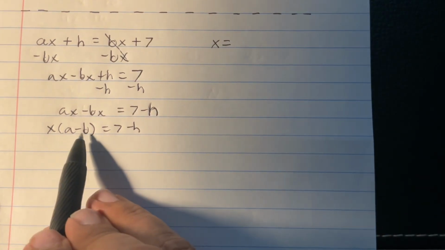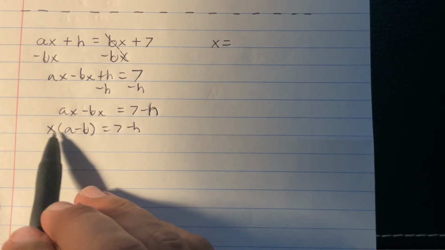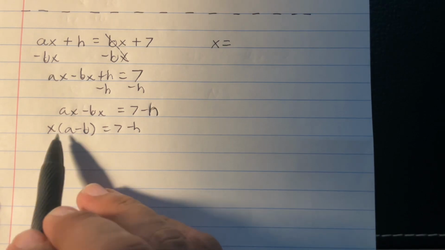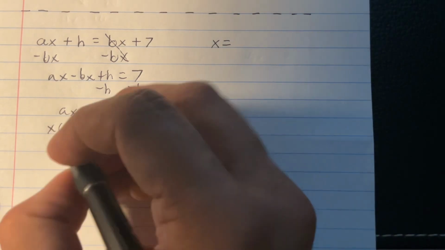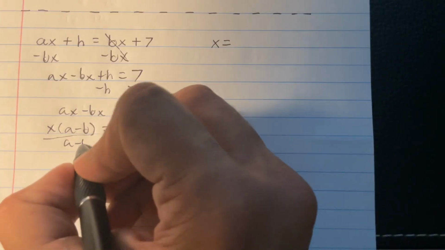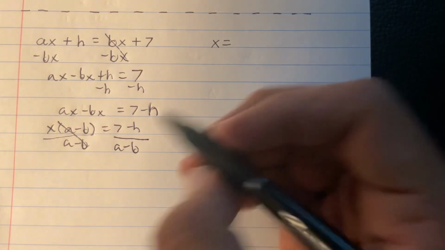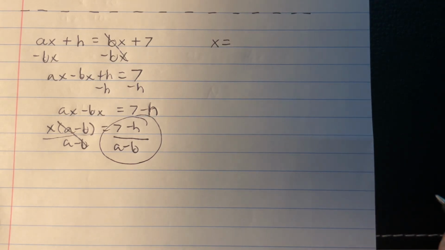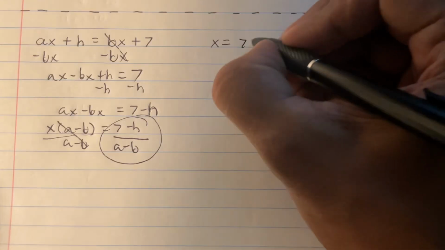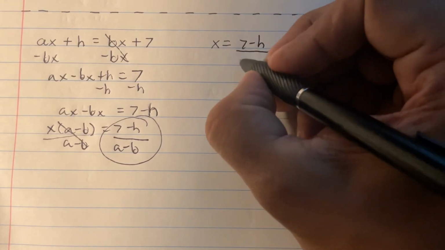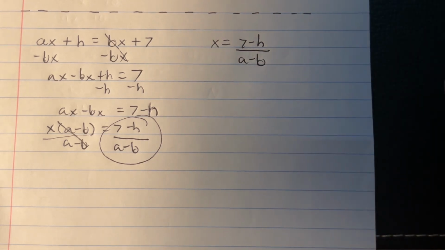So now that I've factored it out, I can simply divide by a minus b because a minus b is multiplying with x. And I'm trying to leave x by itself, so I'm going to do the opposite, which is divide by a minus b. Divide by a minus b, and there's my final answer. So x equals 7 minus h divided by a minus b. And that's it.